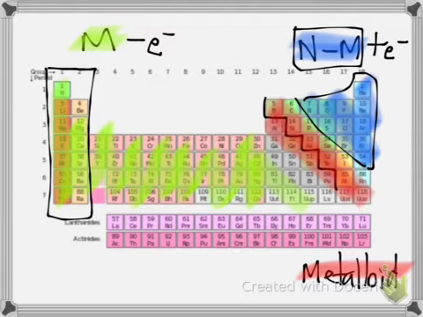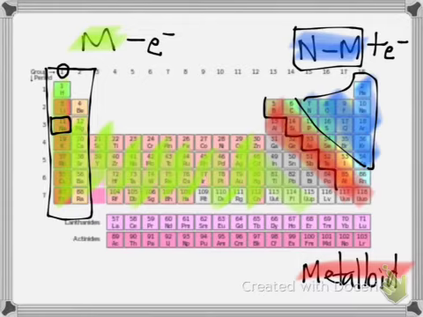So for example, if we take sodium over here, sodium has one valence electron. It's easier for it to lose that one valence electron and go to the next full shell that it will have, rather than gaining the 7 more electrons it needs to have a full shell.